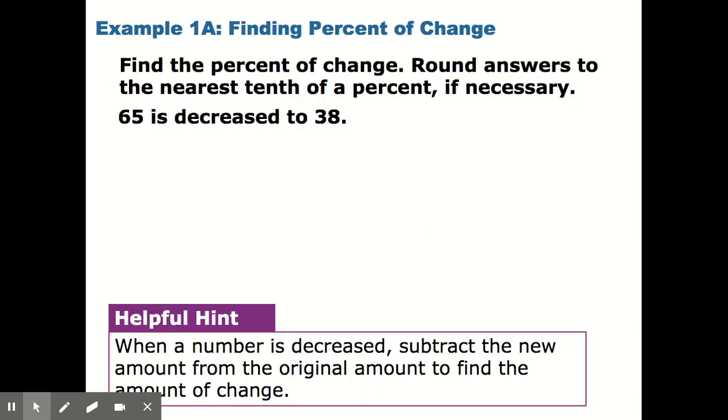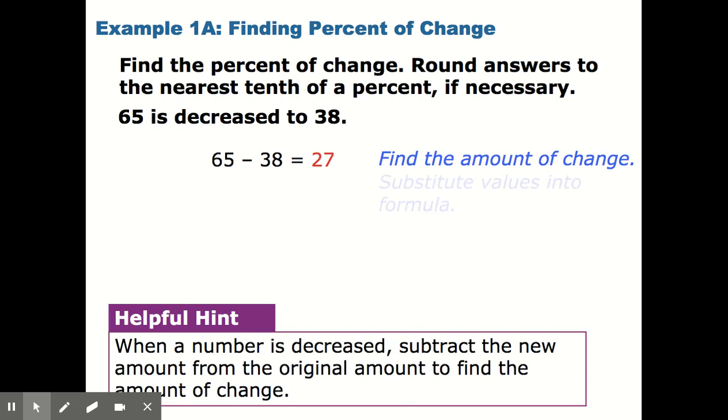So let's look at an example of finding a percent of change. Find the percent of change, round answers to the nearest tenth of a percent if necessary. So we're looking at 65 is decreased to 38. And just a helpful hint, when a number is decreased, subtract the new amount from the original amount to find the amount of change. So let's find the amount of change. We would do 65 minus 38, so the change is 27.